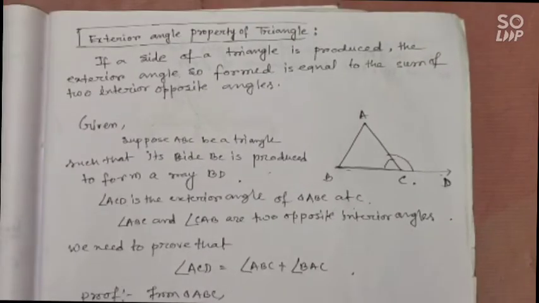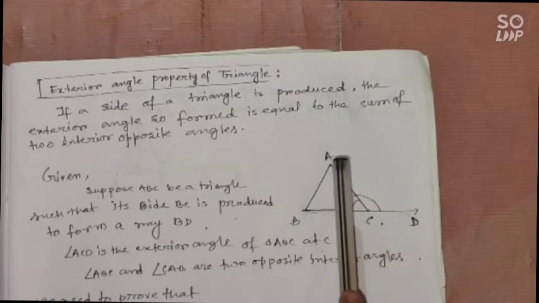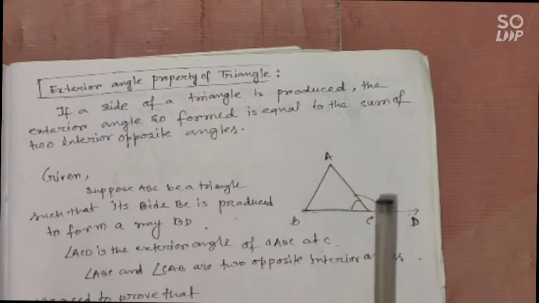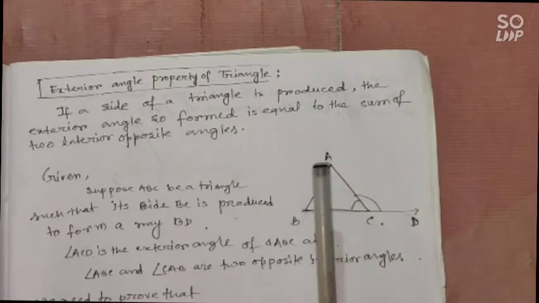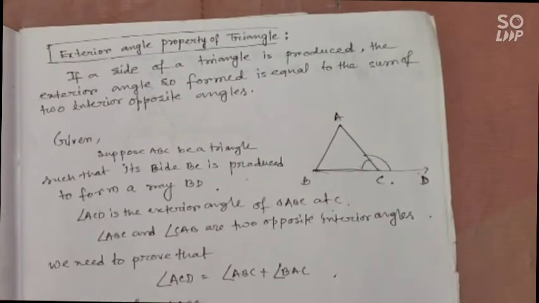So, from this property, we can get an important result, that is, any exterior angle of a triangle is greater than each opposite interior angle. যে কোনো exterior angle তাদের প্রতিটি opposite interior angle থেকে always বড় হবে. Okay? So, using this property, we can solve some problems.